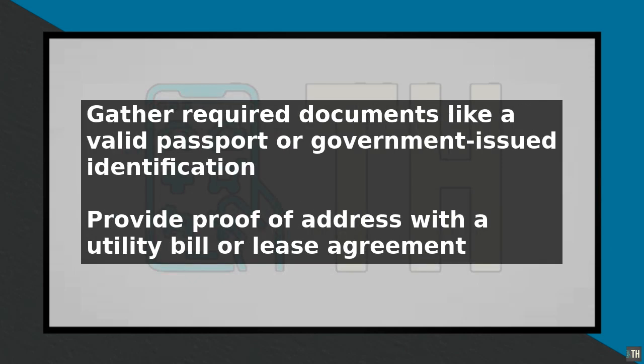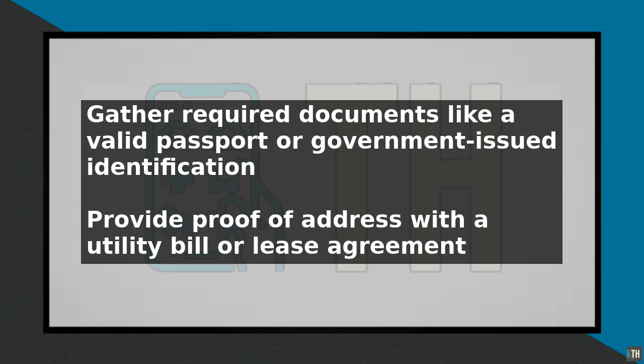Next, research banks that offer accounts without an SSN. Some banks may use an individual taxpayer identification number, or ITIN, instead of an SSN. You can apply for an ITIN through the IRS.